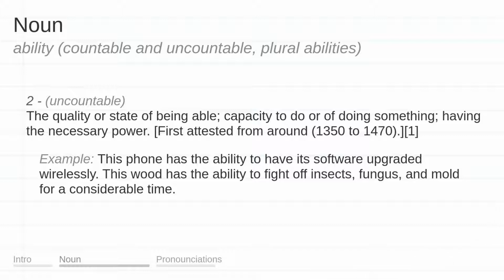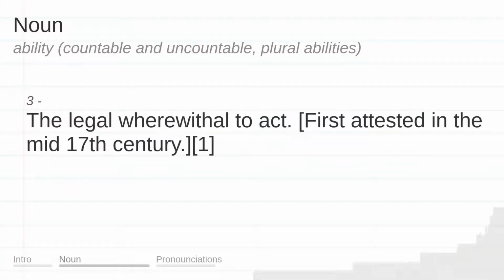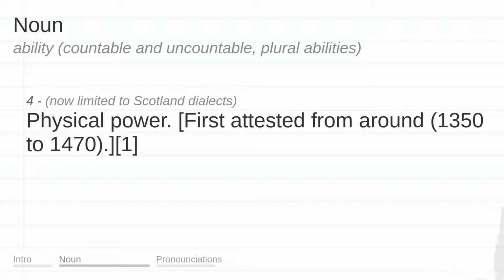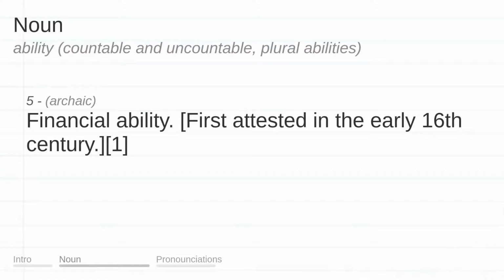1. Example. This phone has the ability to have its software upgraded wirelessly. This wood has the ability to fight off insects, fungus, and mold for a considerable time. The legal wherewithal to act. First attested in the mid-17th century. 1. Physical power. First attested from around 1350 to 1470. 1. Financial ability. First attested in the early 16th century.